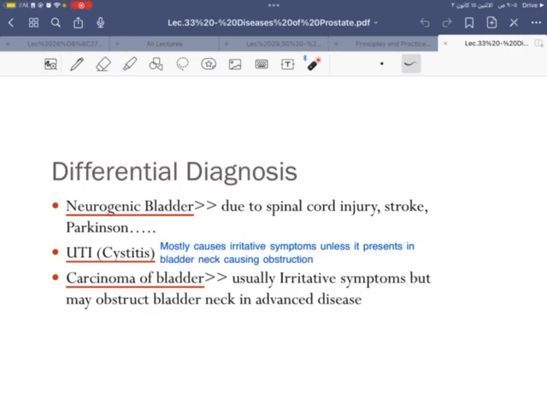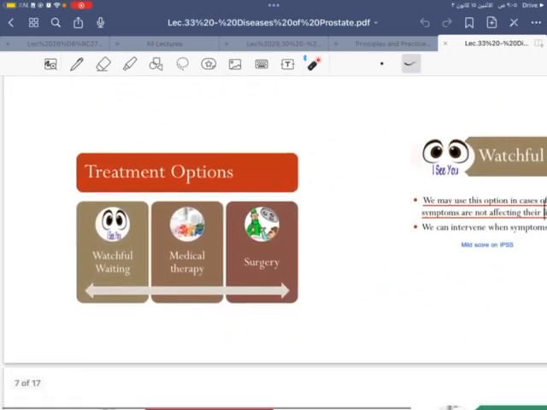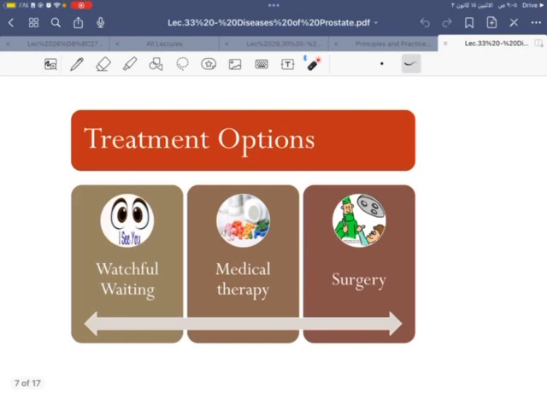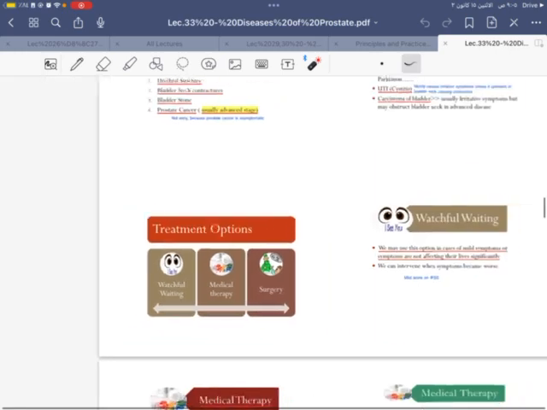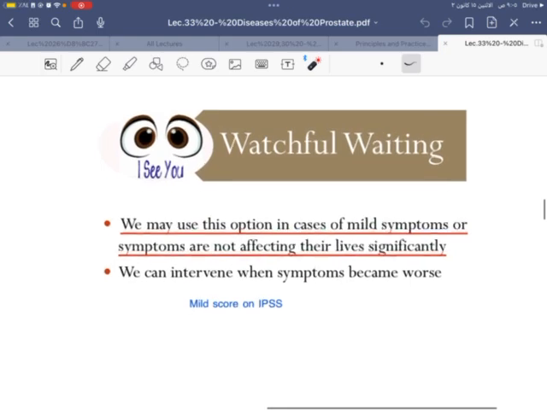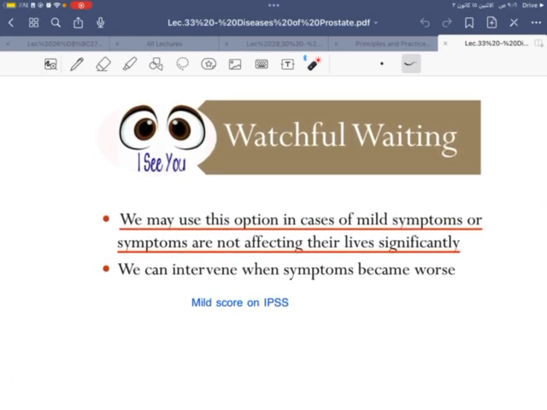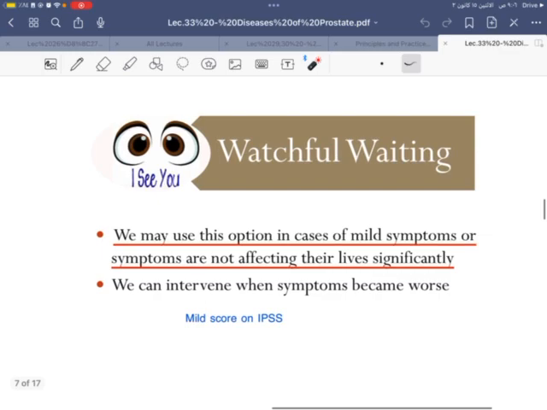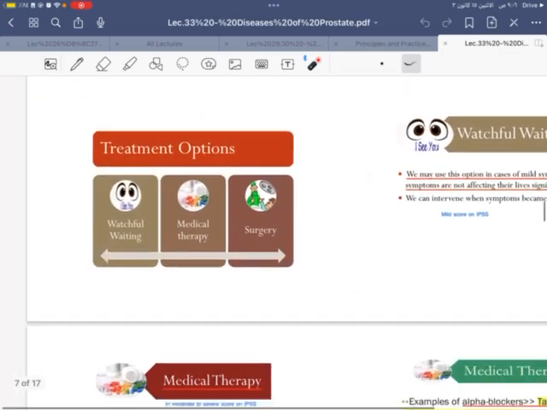Okay. What about the treatment options of BPH? We have three options: watchful waiting, medical therapy, or surgical management. Watchful waiting, we may use it in case of mild symptoms that do not affect the quality of life of patients. We can wait, and intervene when symptoms become worse. Of course, we go into medical therapy next.